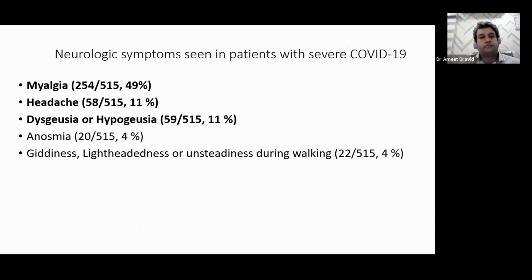What about neurologic symptoms? The most common neurologic symptom seen in our cohort with severe COVID-19 was myalgia, with almost 49% of patients coming in at hospital admission with the symptom of myalgia. Headache and dysgeusia or hypogeusia was seen in 11% of patients at admission, while anosmia and giddiness or unsteadiness during walking was seen in 4% of patients.